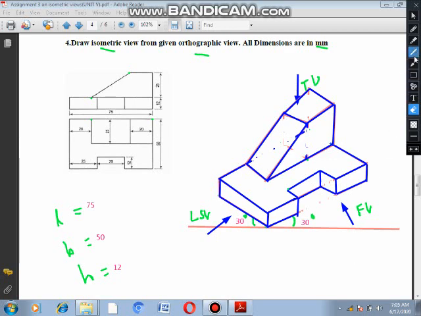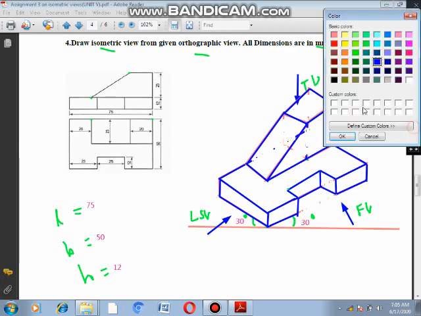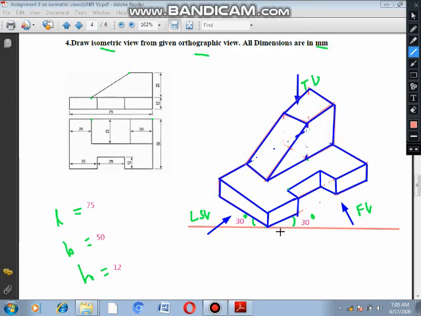Okay, now show the dimensions. Show the dimensions. I am showing only length and breadth and height. Okay, I am not showing all the dimensions. Only I am showing the length and breadth and height. What is the length given? It is equal to how much? 75.